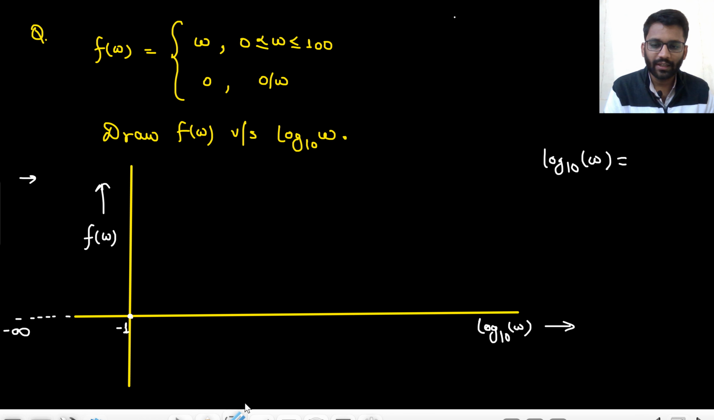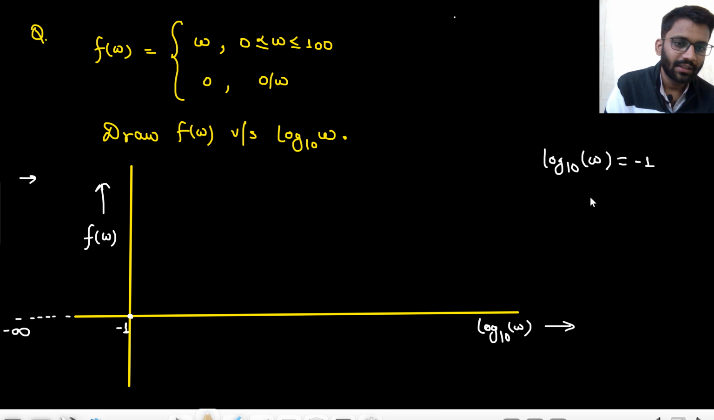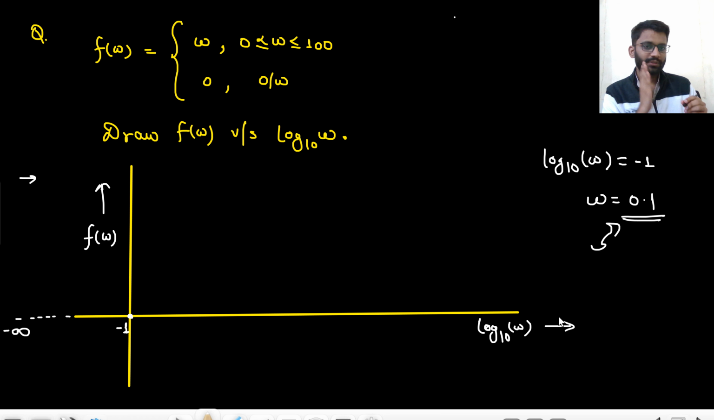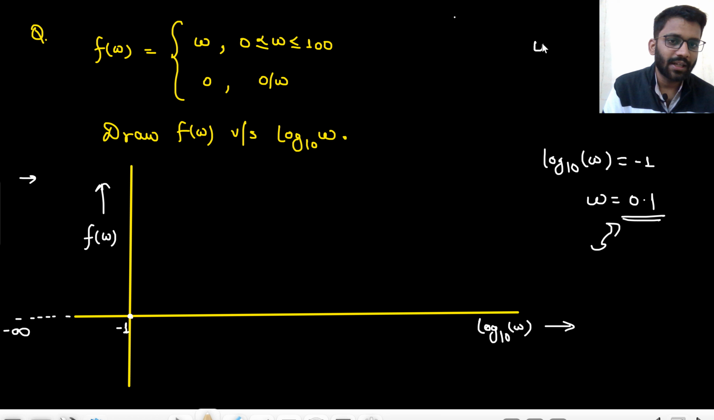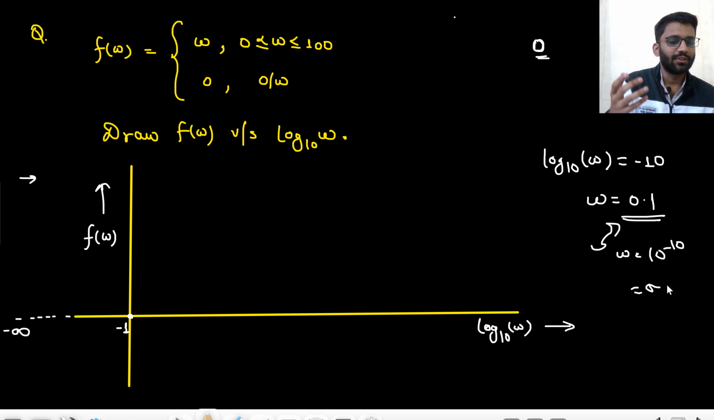That means if I put log tan omega equals to minus 1, the value of omega I will get is 0.1. Right? So from low values of omega, I am starting. I need to start from low values of omega. Ideally, I should start from omega equals to 0. But what do I see here? If I put omega equals to 0 here, I am getting minus infinity. So I have to start from some value. If I had been starting from minus 10, what value of omega I would get? 10 to the power minus 10. That is very, very less. Right? Very, very less. 0.00001. Nearly equals to 0.